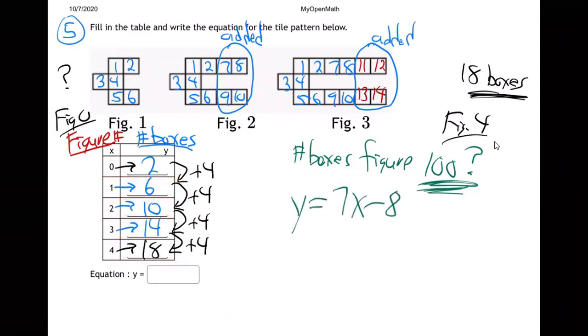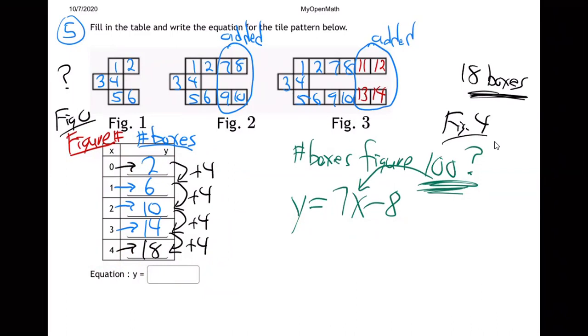equals 7x minus 8 or something like that. Some kind of formula where we could plug in the 100 for x, right? Because remember, the x is the figure number. And just plug in and we would get y. What is y? The number of boxes. I want some kind of relationship between y, the number of boxes, and x, the figure number.